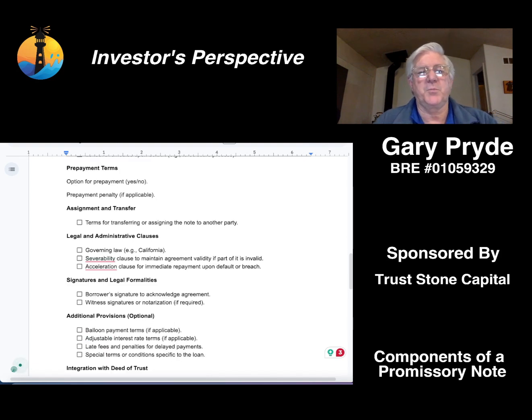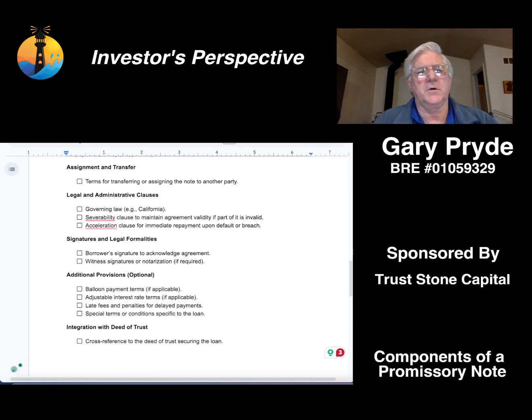Next, you want to look for any prepayment terms. Is there an option for a prepayment penalty? Yes or no? Is there a prepayment penalty? And what is it? How much is it? What are the terms of that? What you want to look for is assignment and transfer. What are the terms for transferring or assigning the note to another party?